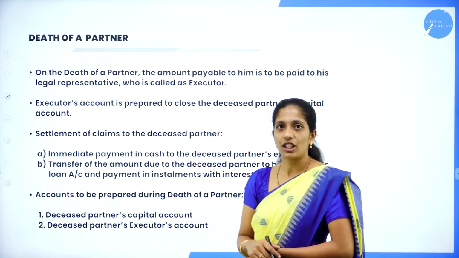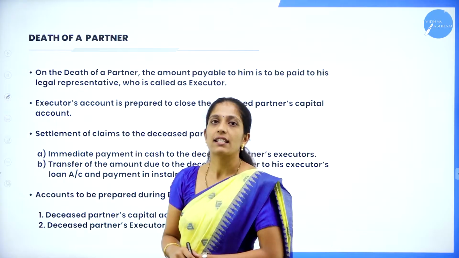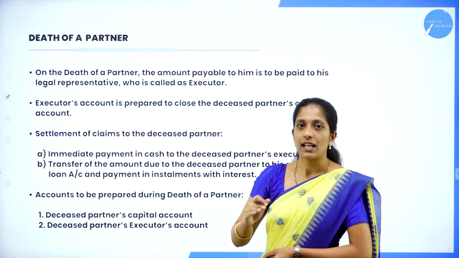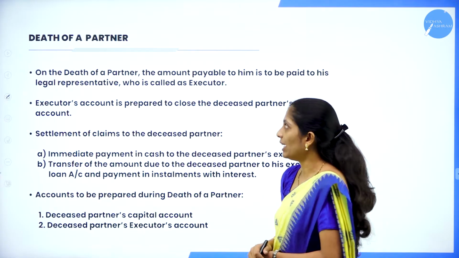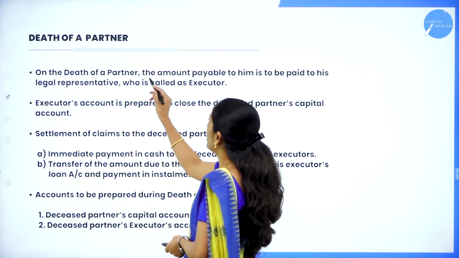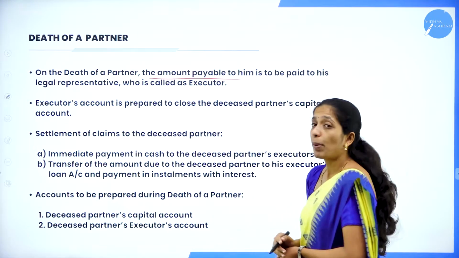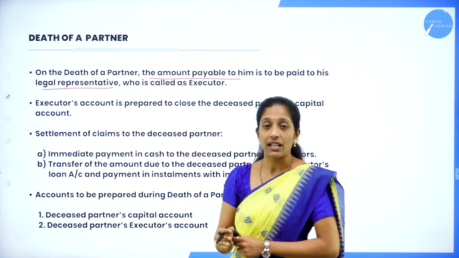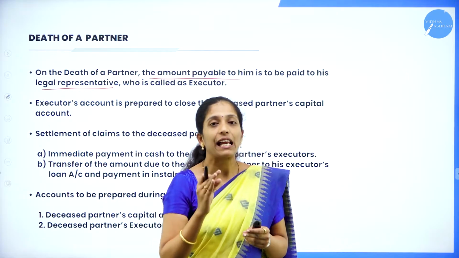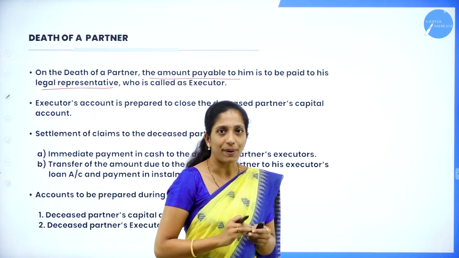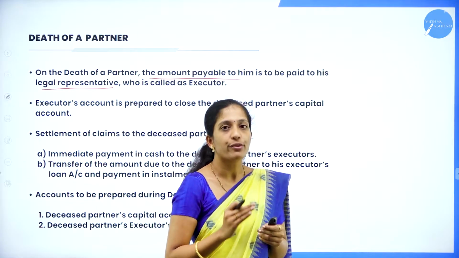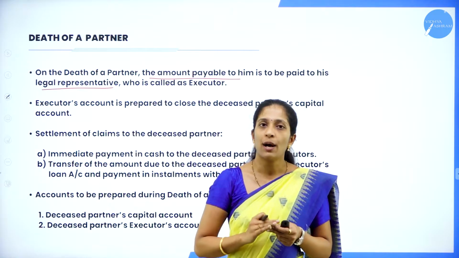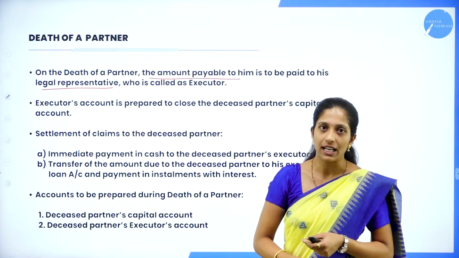In today's session, we shall continue with a new topic of chapter 4, that is death of a partner. Till now we have completely discussed retirement. On the death of a partner, the amount payable to him is to be paid to his legal representative. Of course, it is just like retirement. Here also, any of the partners may die in the partnership firm. In that situation also, the firm has to maintain proper accounts during the death of the partner.